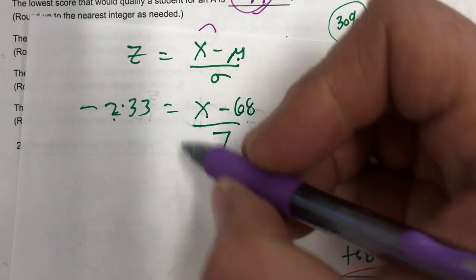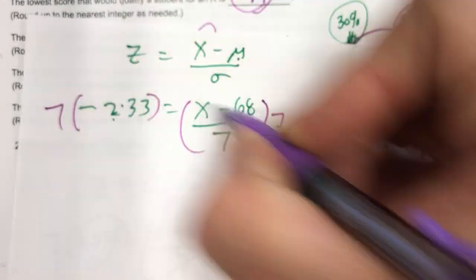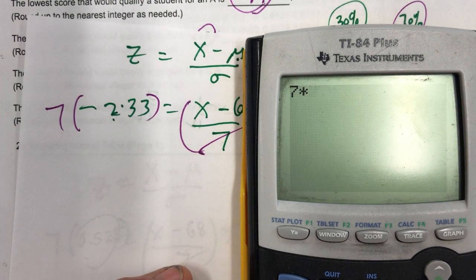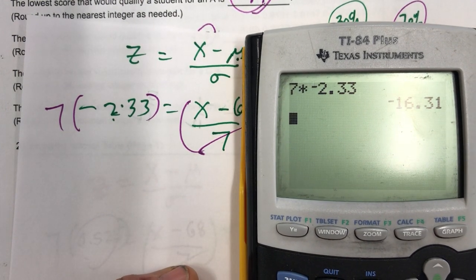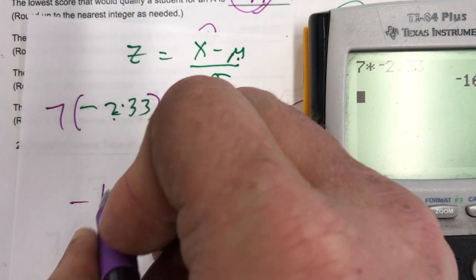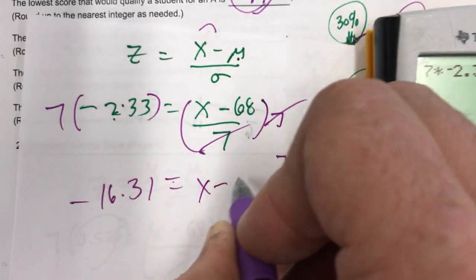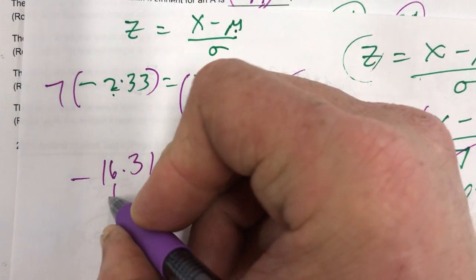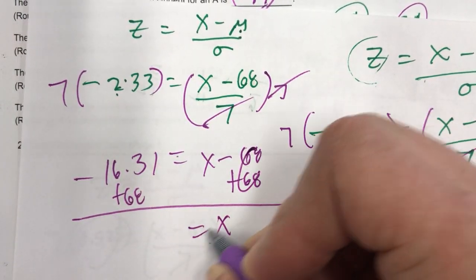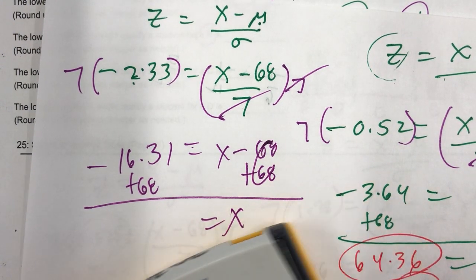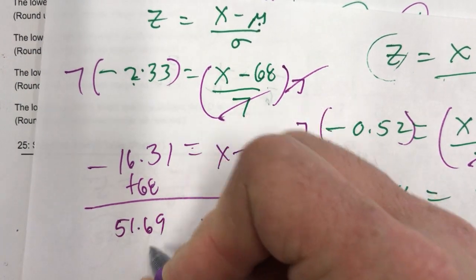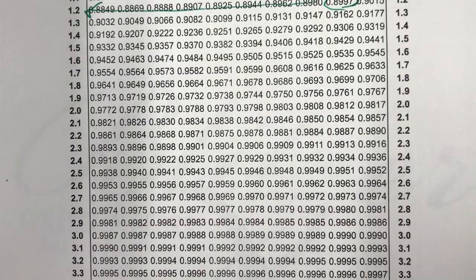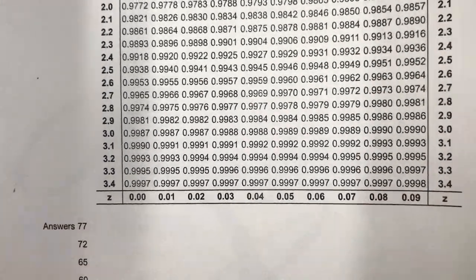All right, so again, just like we've done the whole time, we'll multiply both sides by 7 to make this cancel off. So I have 7 times negative 2.33, which is negative 16.31. Okay, and so I'm going to add 68 to both sides, and I get 51.69, which rounds to 52. And I didn't even see if that value was going to go.